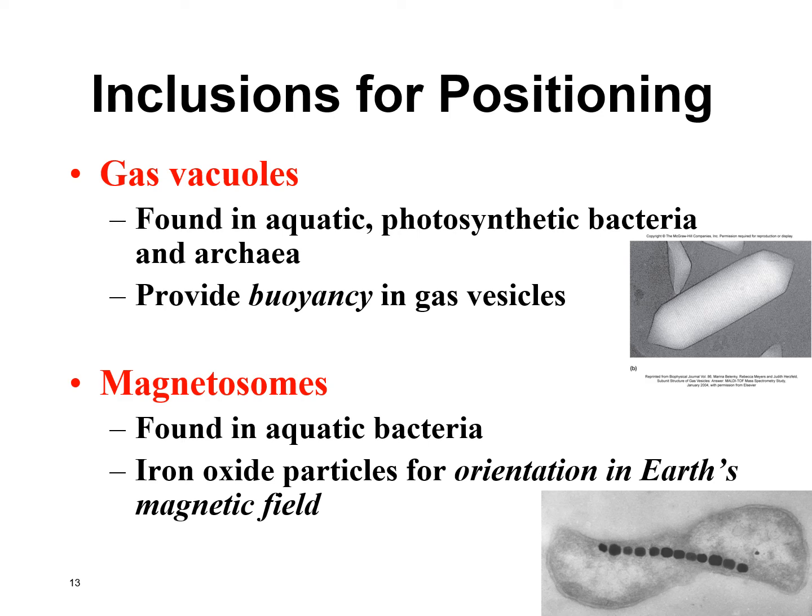So that's pretty cool. And then we also find in aquatic bacteria these magnetosomes. So they have little inclusions that contain iron oxide, which acts as a compass. So they can actually detect the magnetic field. And so when they're swimming around, they're able to tell which direction is north, which is really cool too.